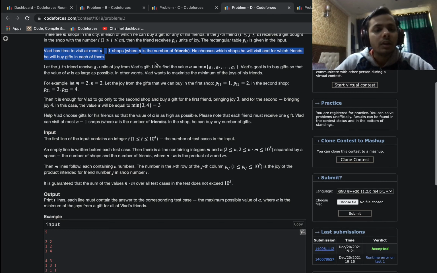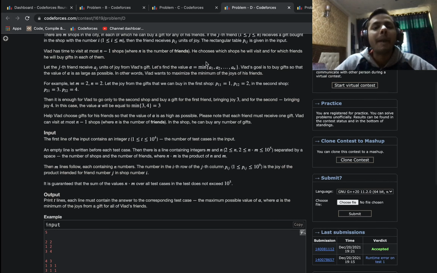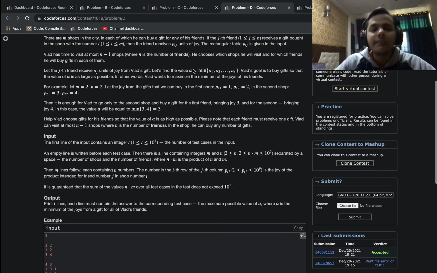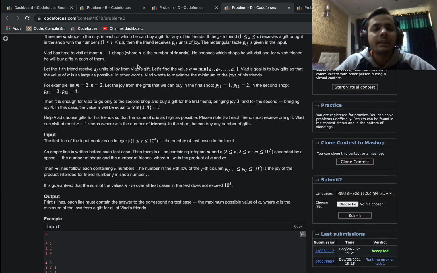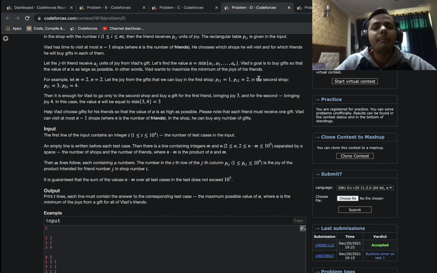So what I need to do is maximize the minimum value of the joy over all the friends. I will buy one gift for each friend, and that particular gift will give a joy value to the friend. Let's say the jth friend is receiving aj units of joy. Then I need to maximize the minimum value of a1, a2 up till an. It's kind of like a maxi-min problem. There is a category of problems called the minimax problem or the maxi-min problem, and this is one of those. So I need to maximize the minimum value of joy that any friend will get. That's the problem.